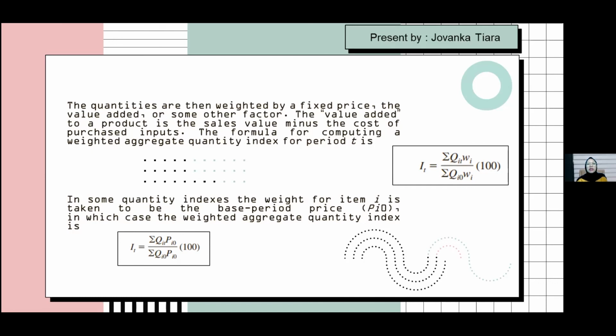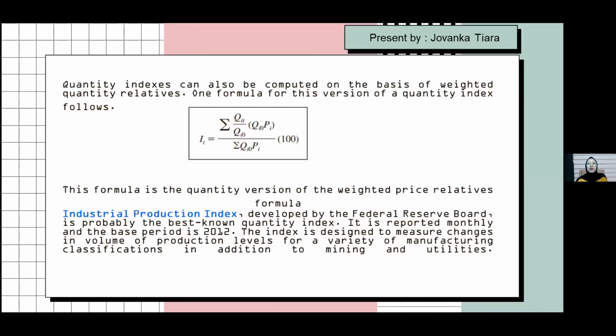Next, quantity indexes can also be computed on the basis of weighted quantity relatives. This formula is the quantity version of the weighted price relative formula. The Industrial Production Index, developed by the Federal Reserve Board, is probably the best known quantity index. It is reported monthly and the base period is 2012.